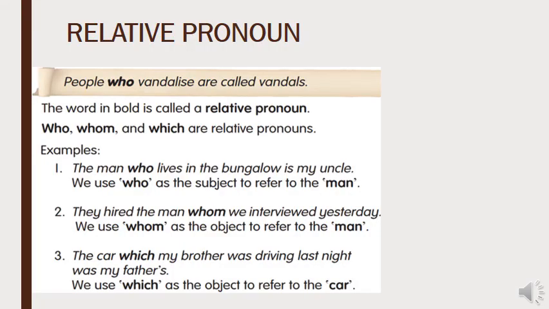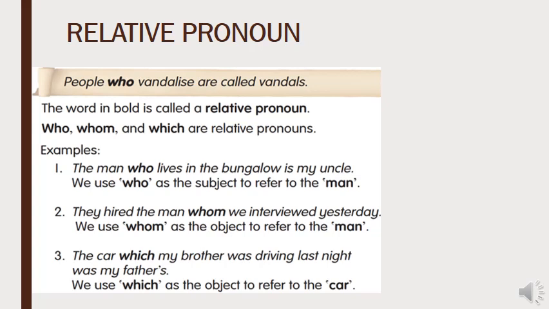Here are a few examples on how to use relative pronouns in sentences. The words involved in the sentences are called relative pronouns. Example 1. The man who lives in the bungalow is my uncle. The relative pronoun here is who. We use who as a subject to refer to the man.